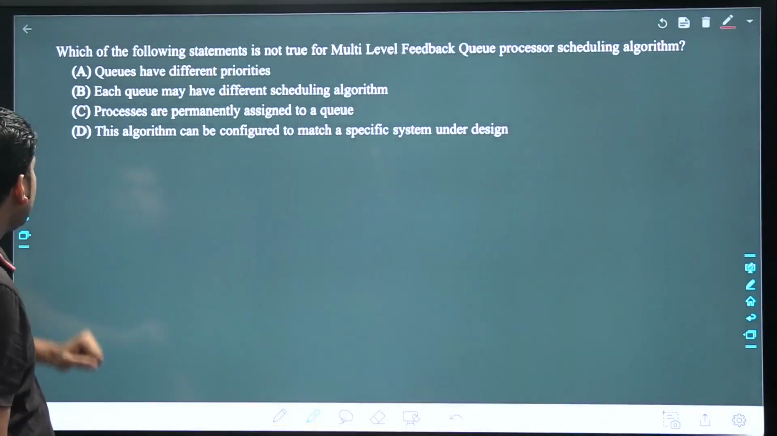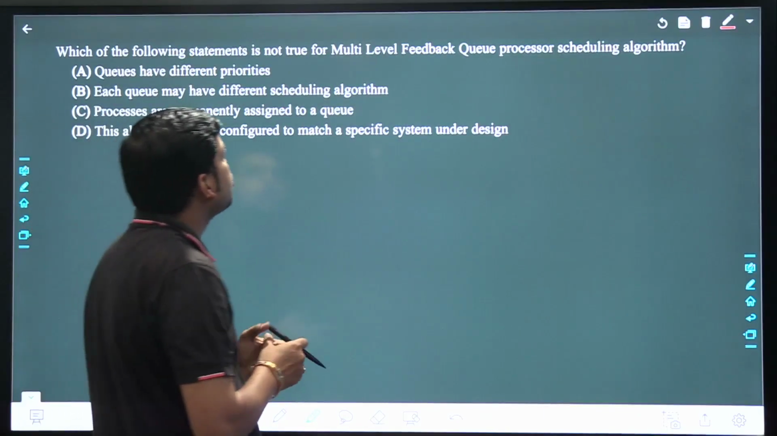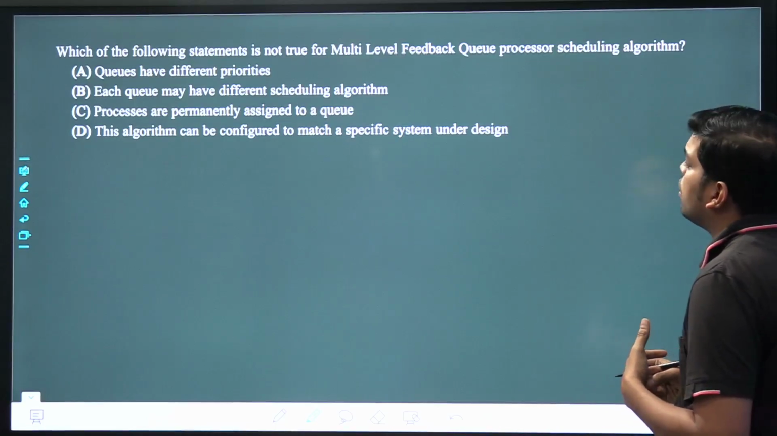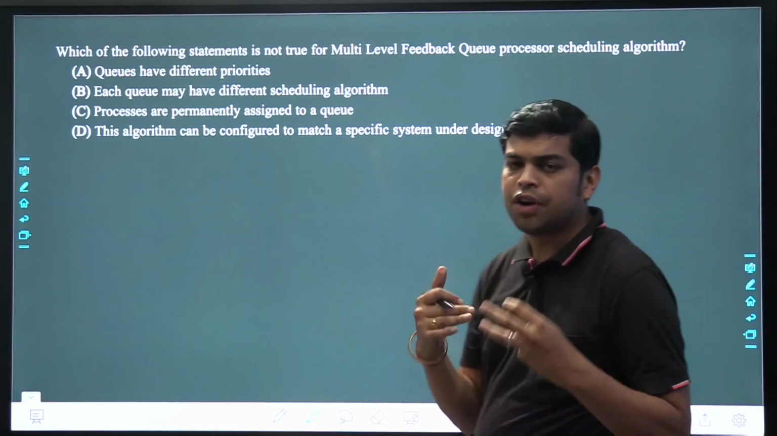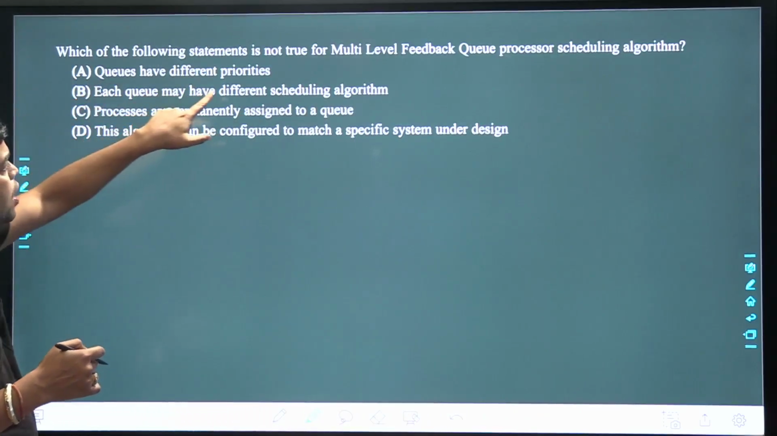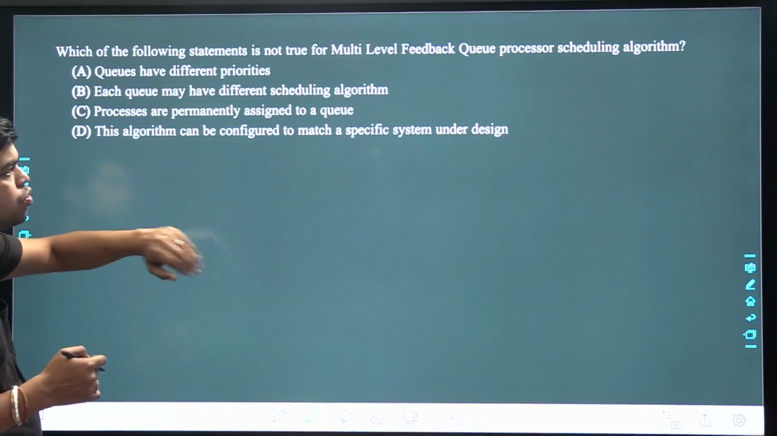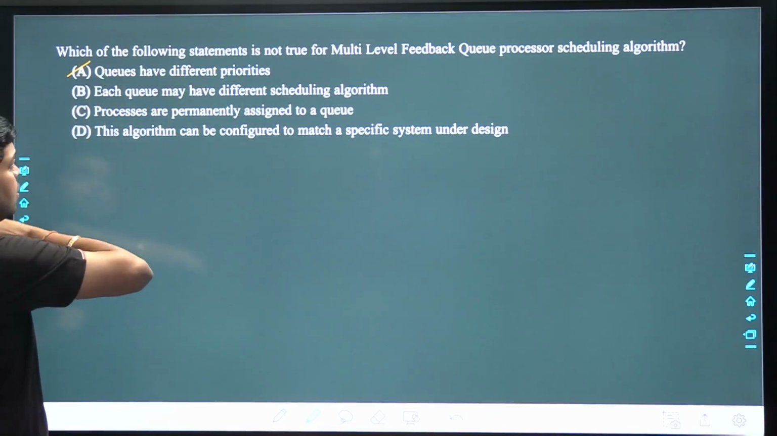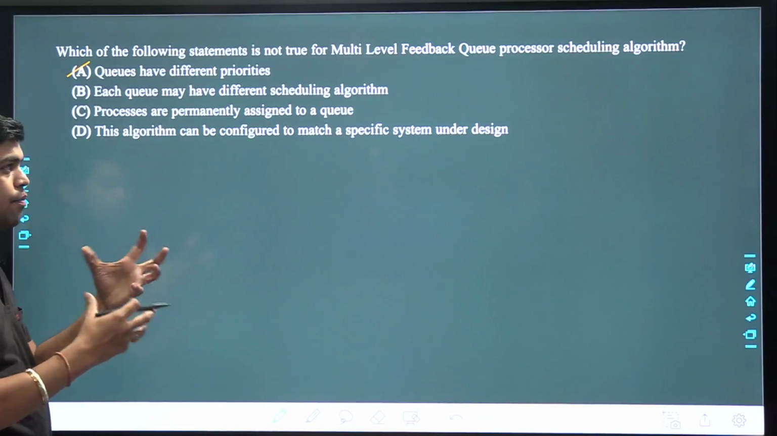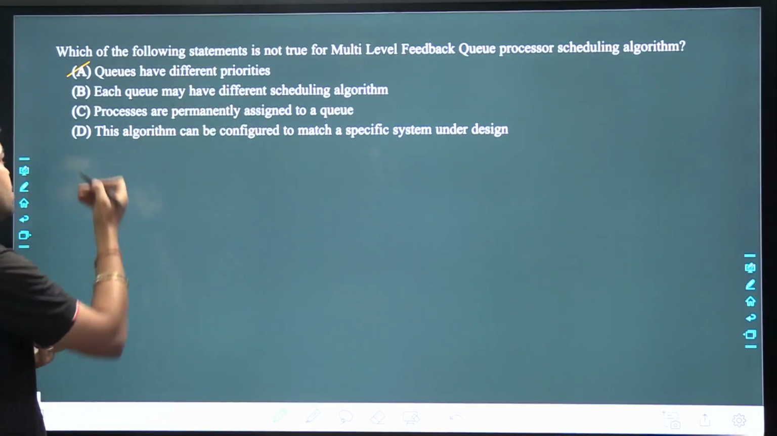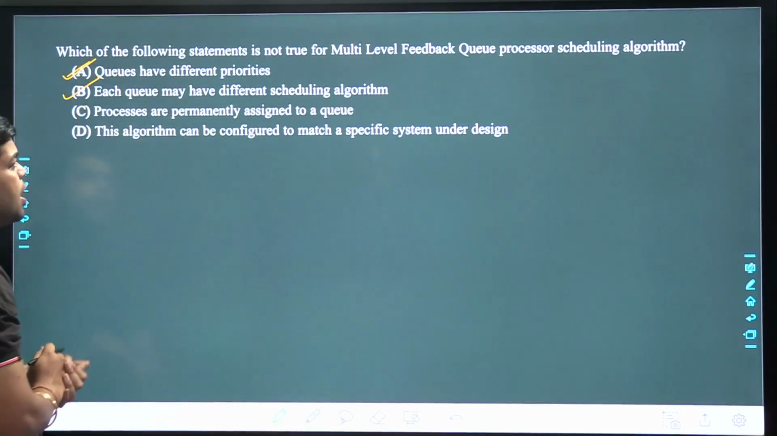Now, next question: which of the following statements is not true for the multi-level feedback queue processor scheduling algorithm? Multi-level feedback queue, as we already discussed, has queues with different priorities. Which of the following is not true? Definitely, this is correct: each queue can be maintained with a different priority. Each queue may have a different scheduling algorithm. Yes, it is also correct. You can use different scheduling algorithms.